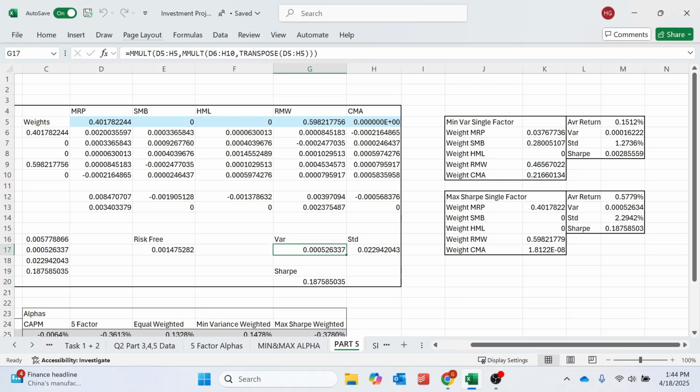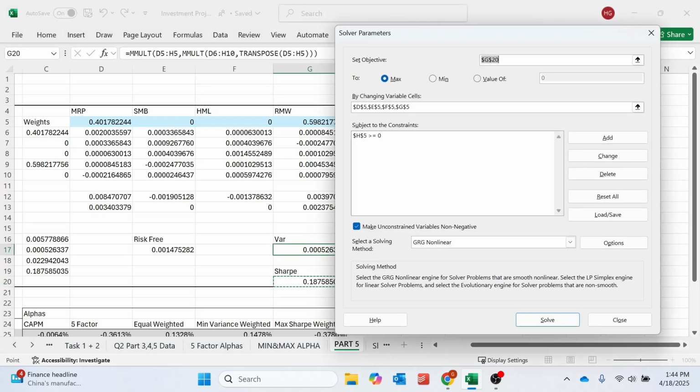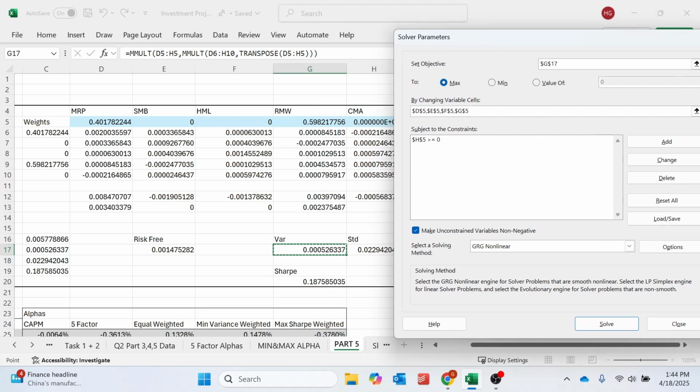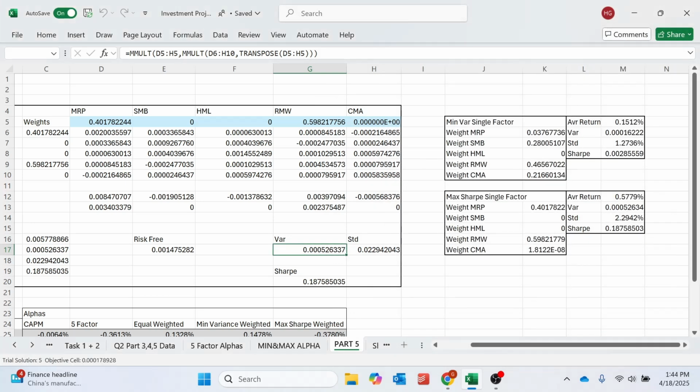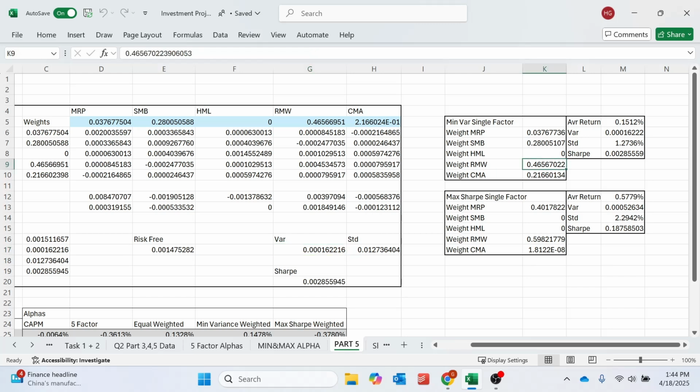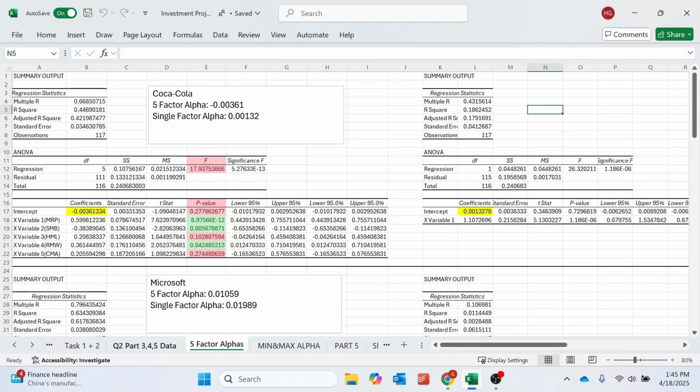And then for the minimum variance, you do something similar. In Solver, you want to set the V17 to a minimum. And you get something along these lines, which I've summarized over here. And using that data, the average return of these is 0.15 and 0.57 respectively, along with the standard deviations and the Sharpe ratios. Once you have that, you can use these weights and multiply them by the factors over here.